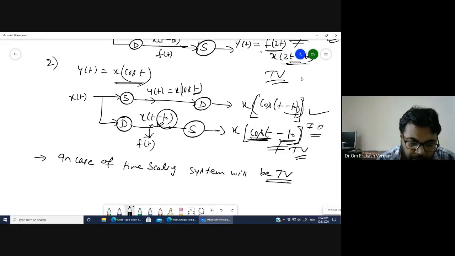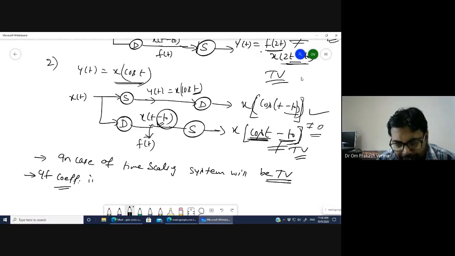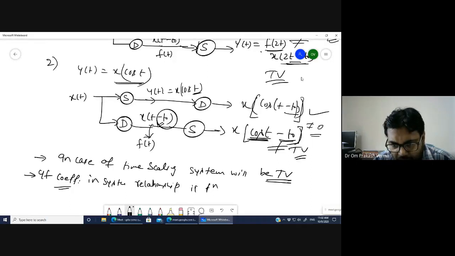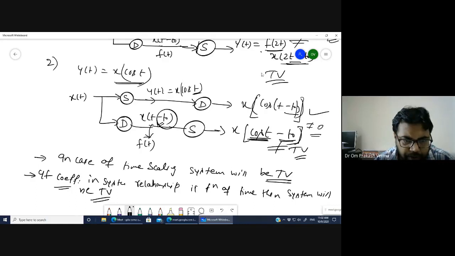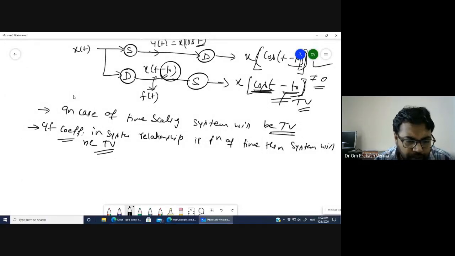One more remark is there, which is also very important. You will see it in the next example. If the coefficient in the system relationship is a function of time, then the system will be time variant. What does it mean? See in the next example. But before that, try to solve the problem.